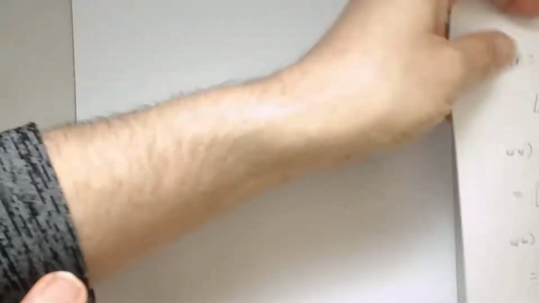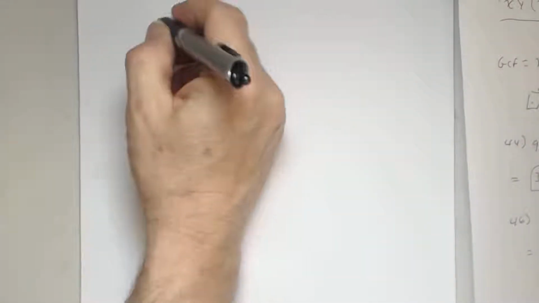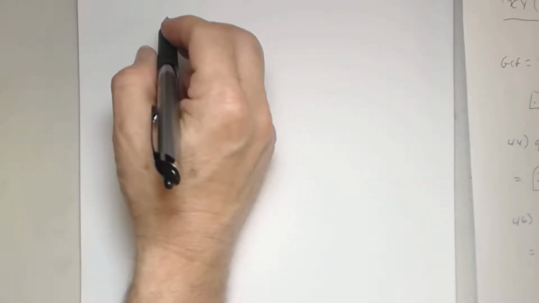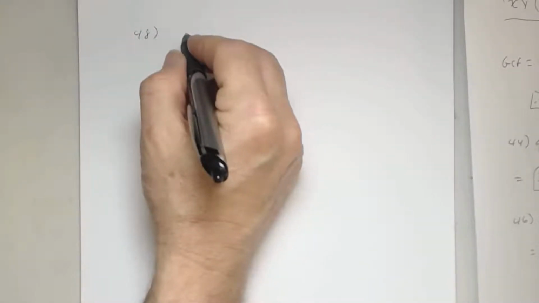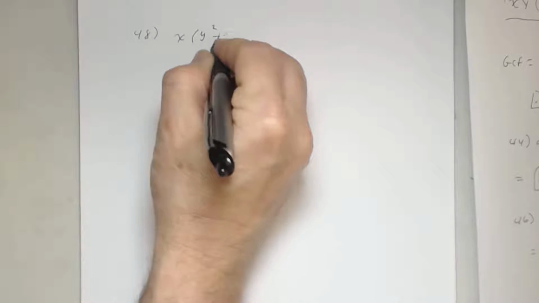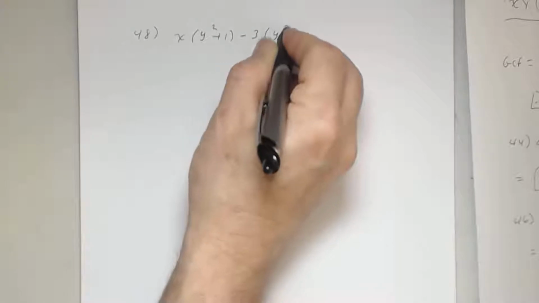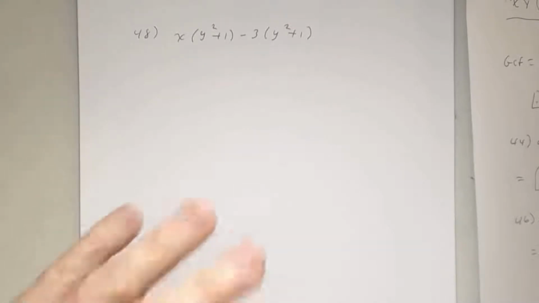All right, now, the next one is going to help us when we get into something called factor by grouping. But before we do that, it's going to look like this. This is number 48. Just like this. You have x times y squared plus 1 minus 3 times y squared plus 1. So when we do factor by grouping, at some point it's going to look like this, and it's easy to do.